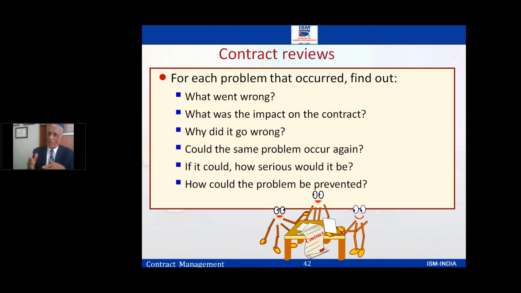Could the same problem occur again? Because if you want to go back to the same supplier and the same thing you want to repeat, I think it's a waste of time and resources. If it could, how serious could it be? How could the problem be prevented? So this is what the lesson has to be learned from the past. So basically the learning, the writing down the document, guys, what lesson I learned from this contract? How could I avoid this changes happening around?